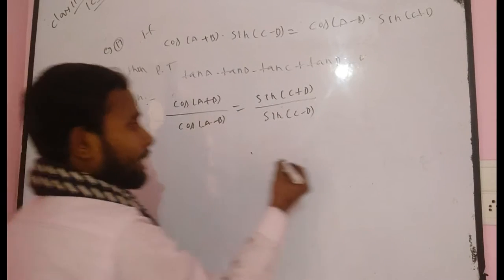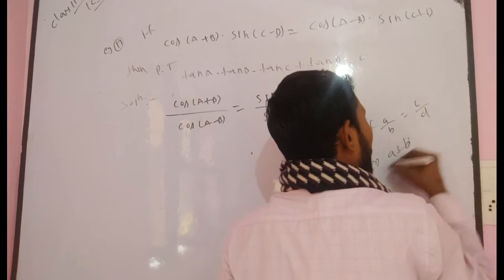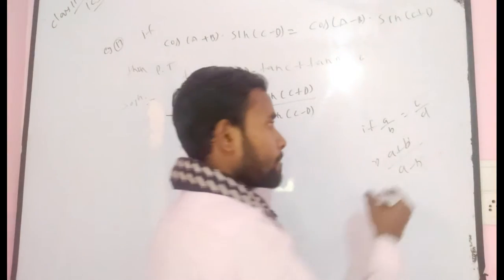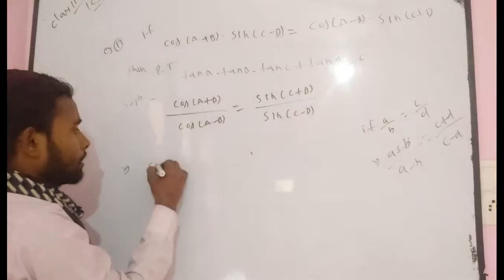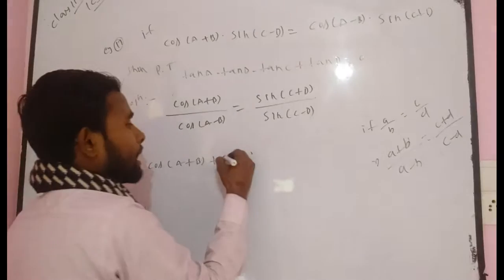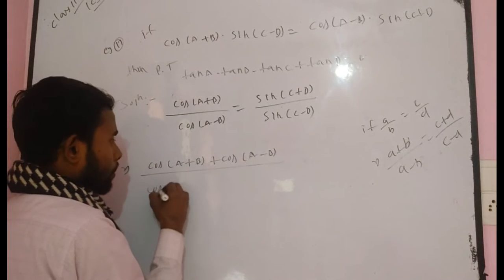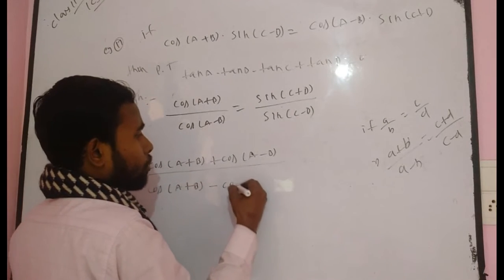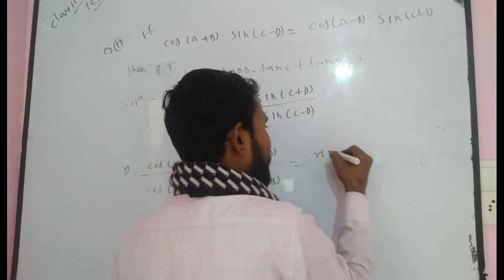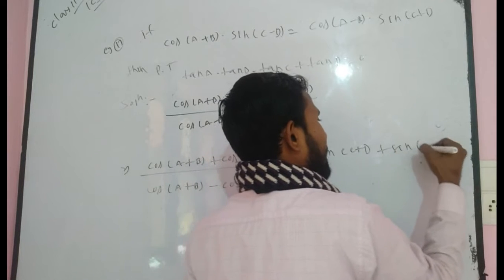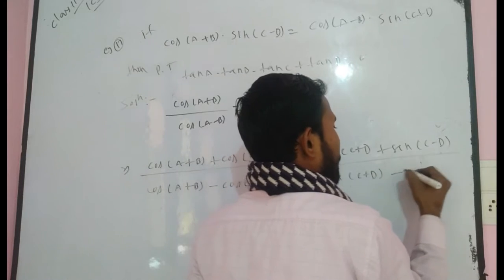And you know that if A upon B is equal to C upon D, then using componendo and dividendo, you can write (A+B) divided by (A−B) is equal to (C+D) divided by (C−D). So can you write it? cos(A+B) plus cos(A−B) divided by cos(A+B) minus cos(A−B) is equal to sin(C+D) plus sin(C−D) divided by sin(C+D) minus sin(C−D).